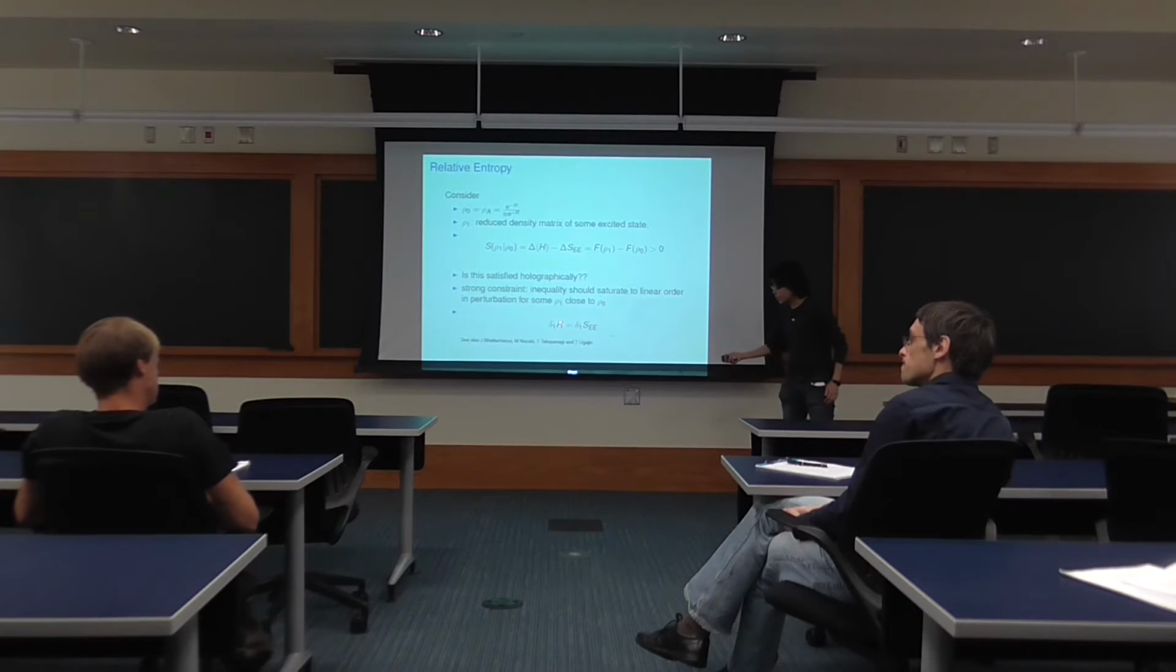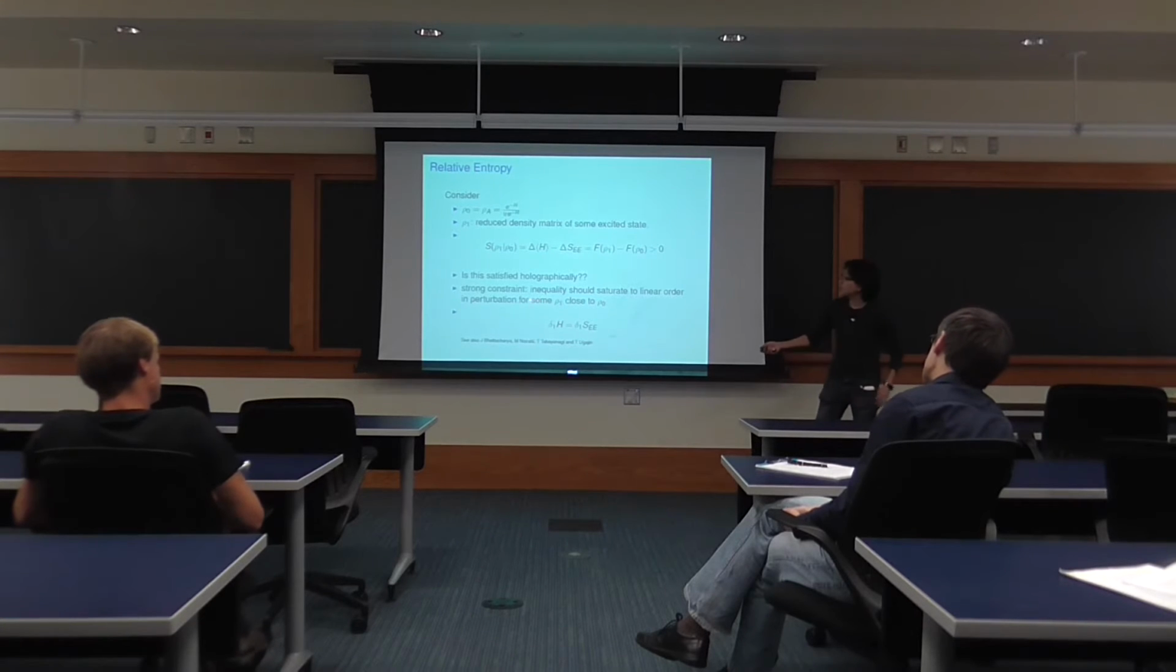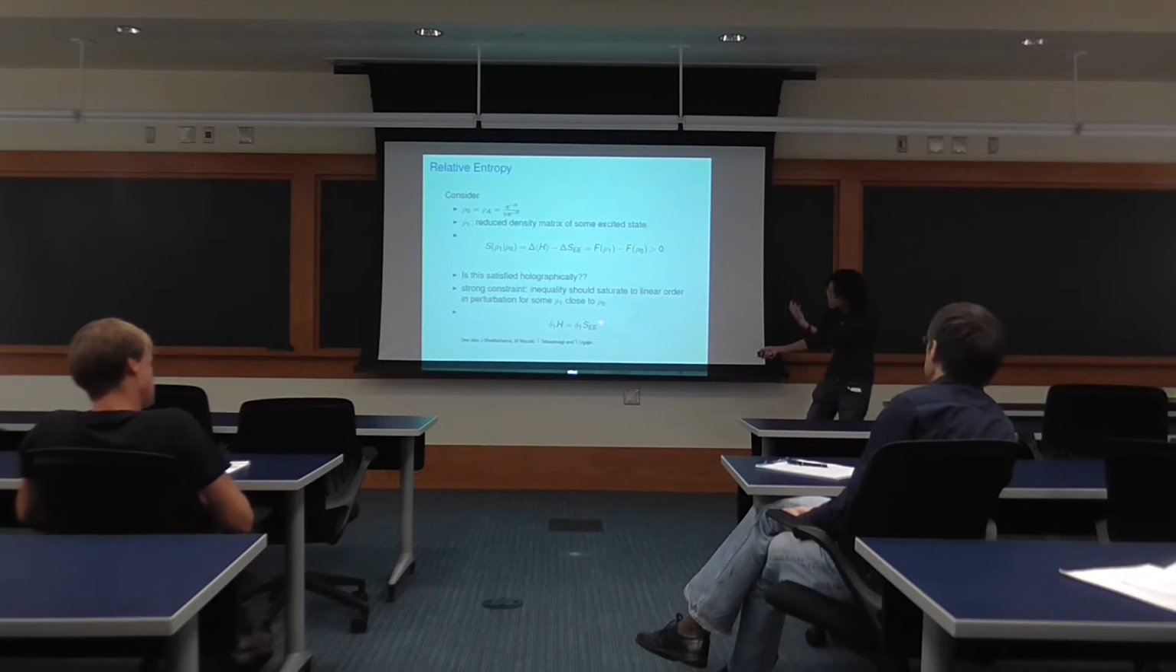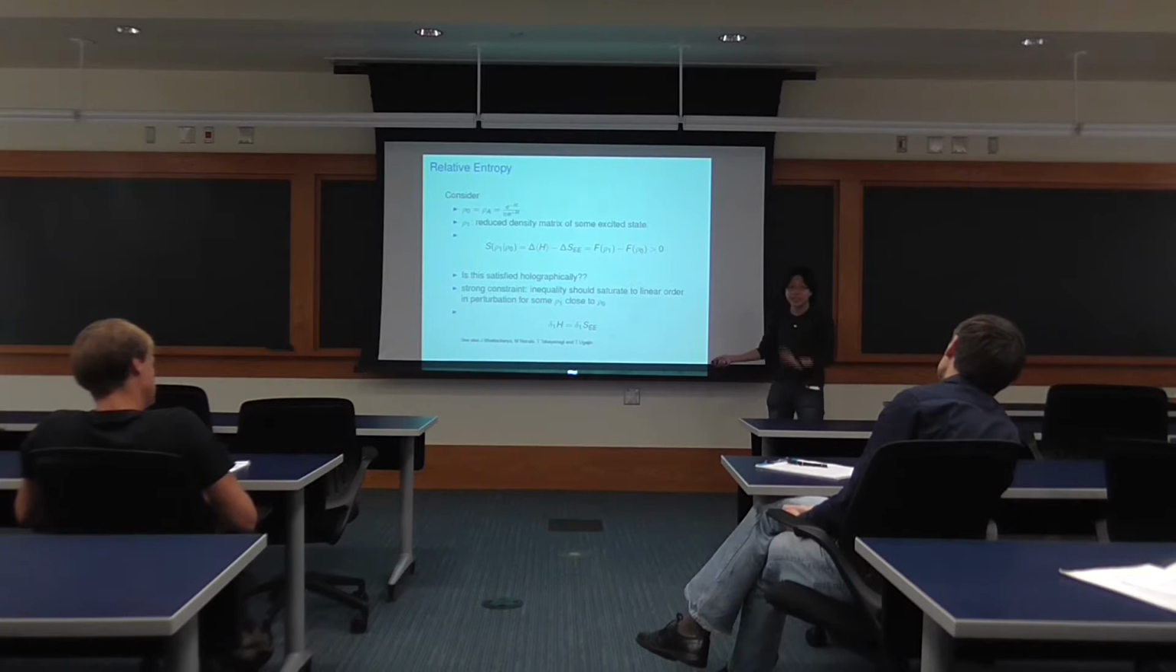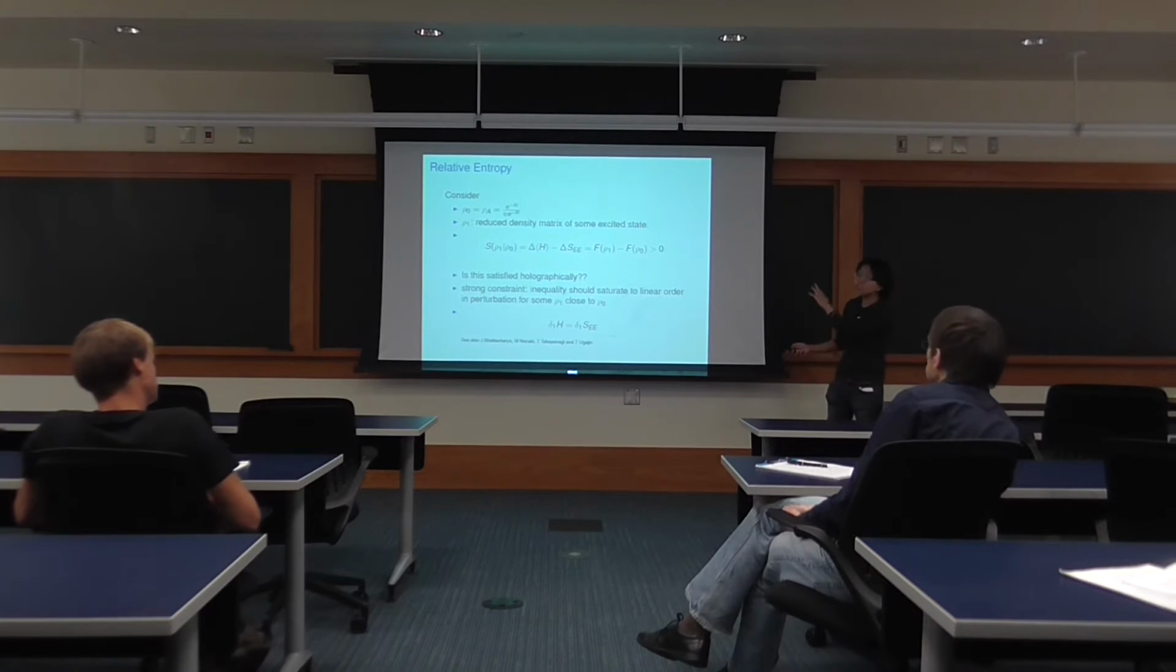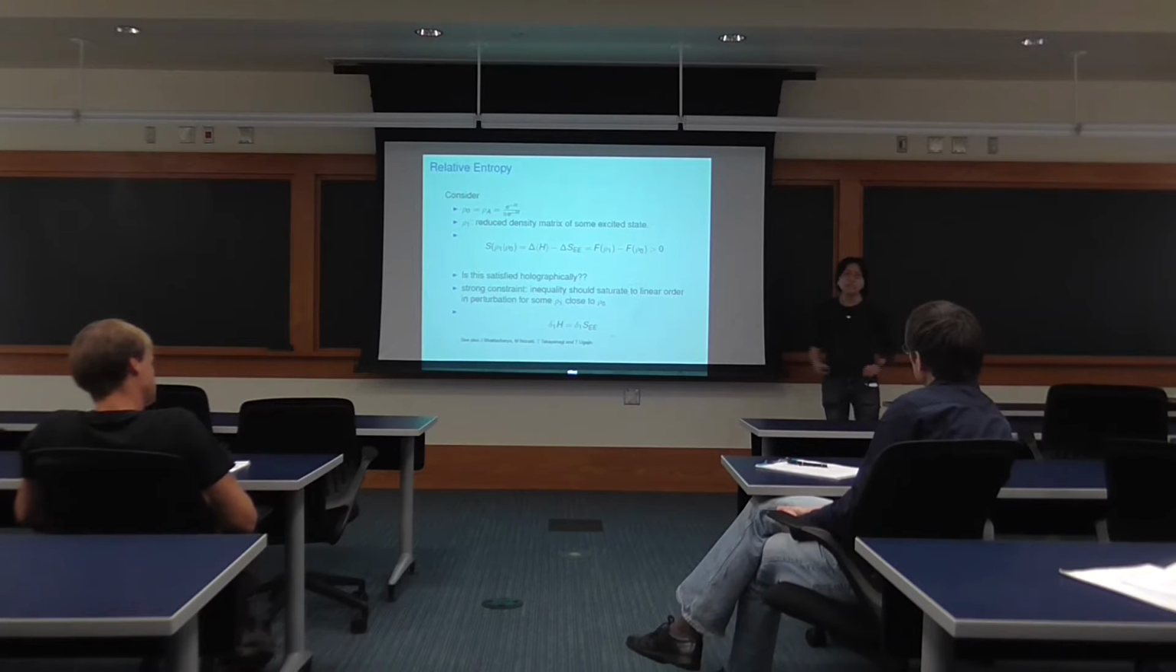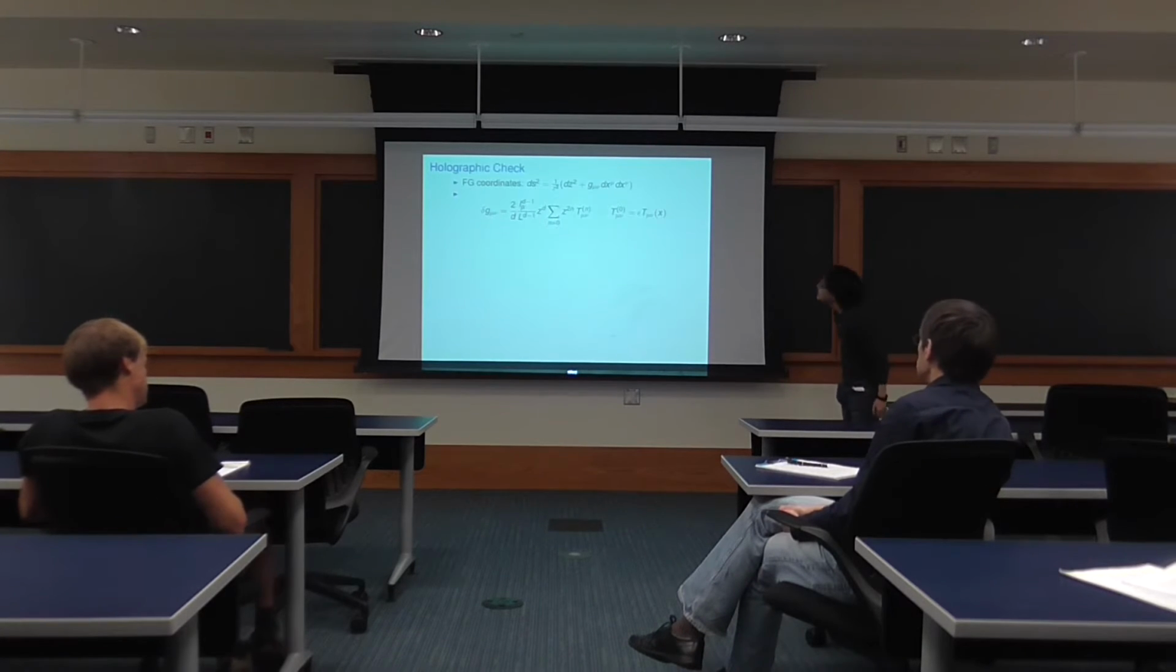So in particular, we expect that there's an equality between the change in the expectation value of the stress tensor and the change in the area of the minimal surface holographically. This is a very strong check, because the stress tensor can have arbitrary dependence on space-time coordinates. So let's try to do that holographically.